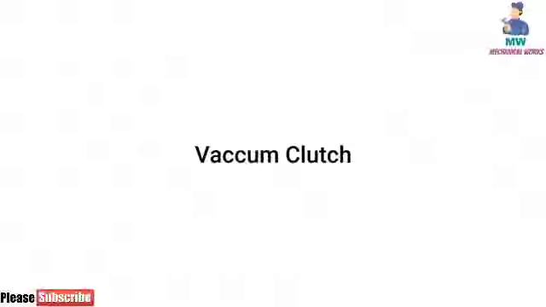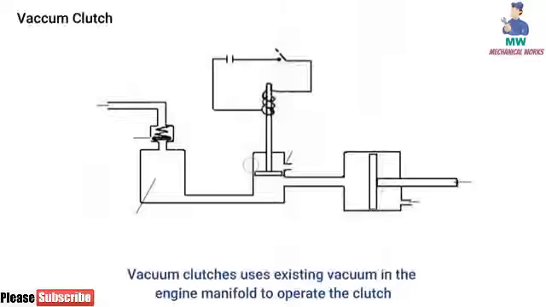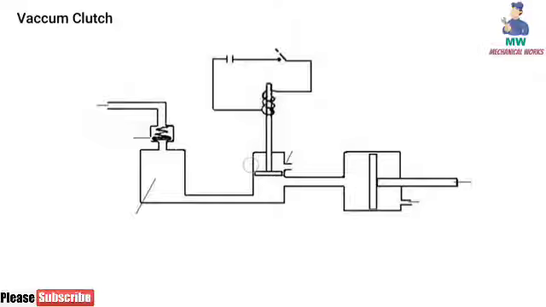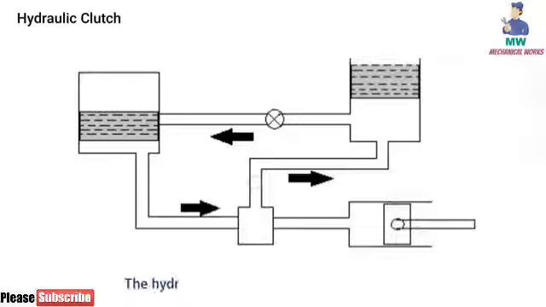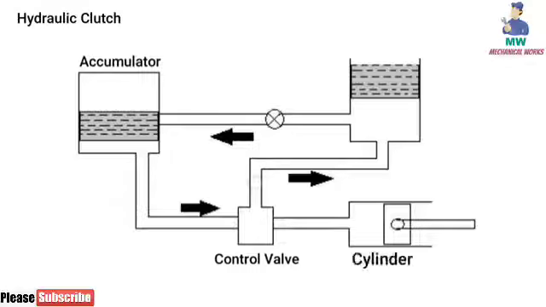Vacuum clutch. The vacuum clutch uses existing vacuum in the engine manifold to operate the clutch. The vacuum clutch consists of a reservoir, non-return valve, vacuum cylinder with piston, and solenoid valve. Hydraulic clutch. The hydraulic clutch is operated by oil pressure. It has fewer parts than other clutches. It consists of an accumulator, control valve, cylinder with piston, pump, and a reservoir.